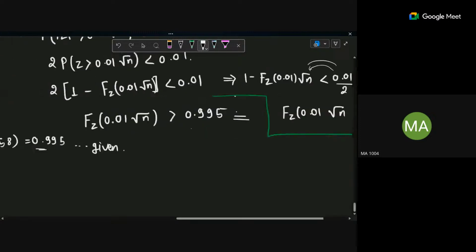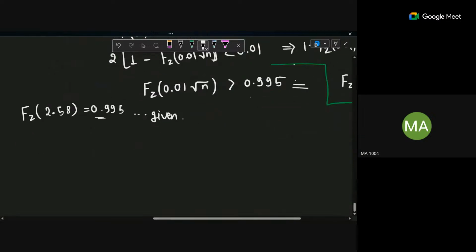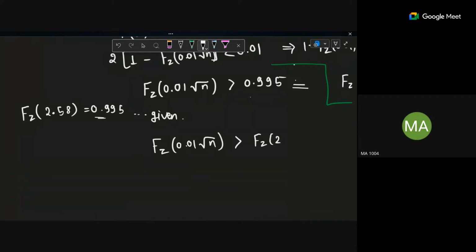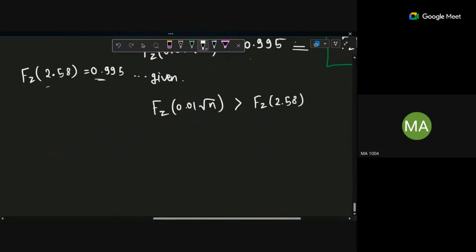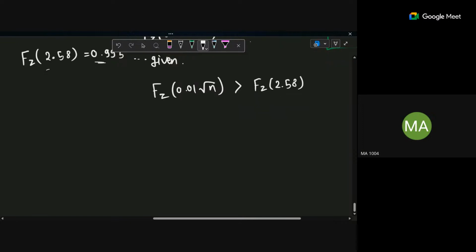So it was given. So what can I write here? That Fz of 0.01 square root of n is greater than Fz of 2.58. If it is given that this is nothing but Fz of 2.58, am I able to write it, right? Once on both sides there is Fz, this will be nullified, right? Yes, ma'am. 0.01 square root n is strictly greater than 2.58. Now I think from here onwards you can do that, right?